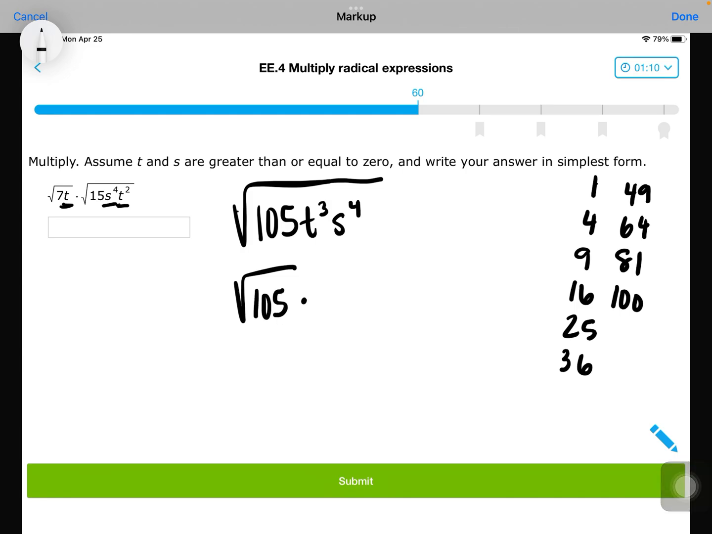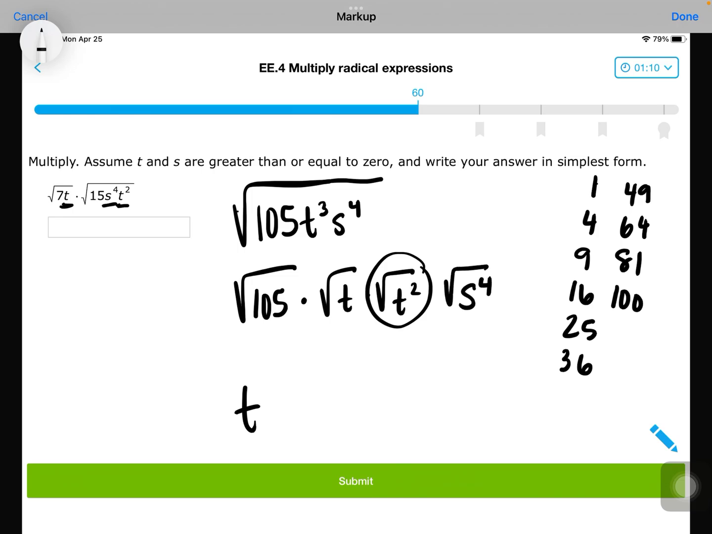Now, t to the 3rd, I can write that as the square root of t and t squared. You want to take out the biggest even number that you can, because the square root of t squared is t, right? The square root of s to the 4th is s squared. So you want to take out the biggest even one. Those are the only two out of all of those that I can take the square root of, okay? Then what are you left with? Square root of 105t. So what you can't evaluate stays underneath the radical. What you can evaluate comes out front. And that would be your answer to that first one.